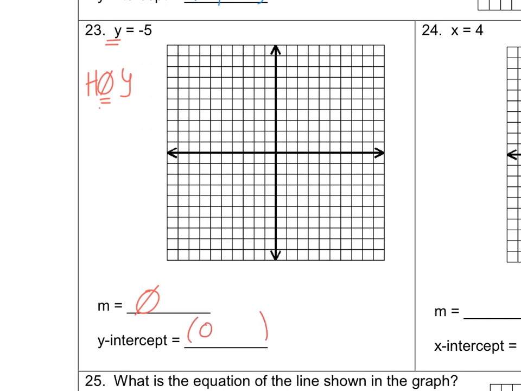So I know that x has to be 0, and that means my y-intercept has to be (0, -5). So I can go on my y-axis again, because I'm dealing with y, to where y is -5. Got a nice little point there, and then we draw a horizontal line through it.